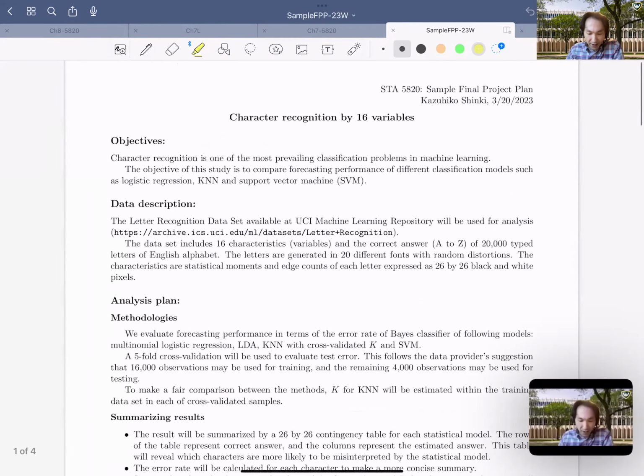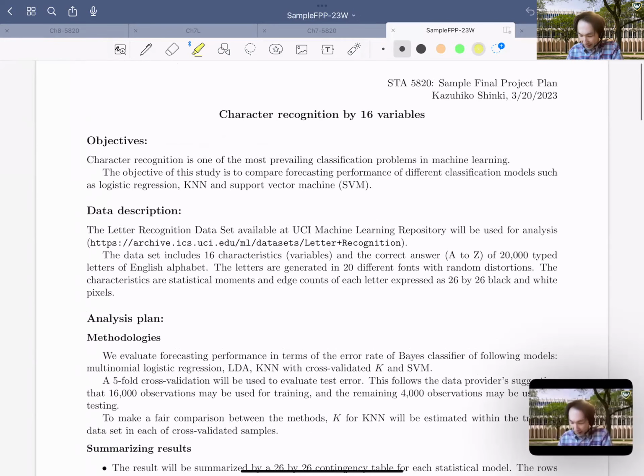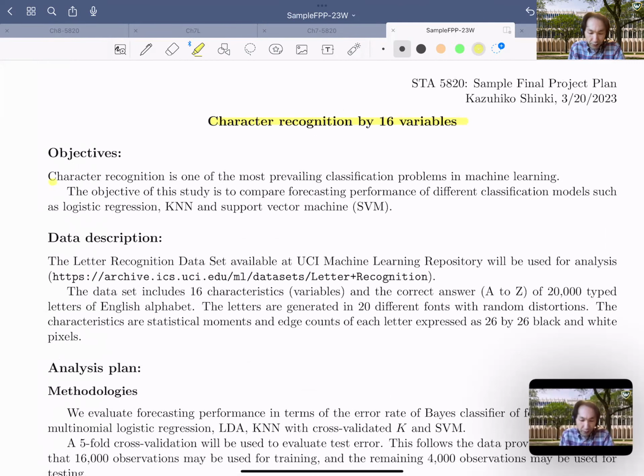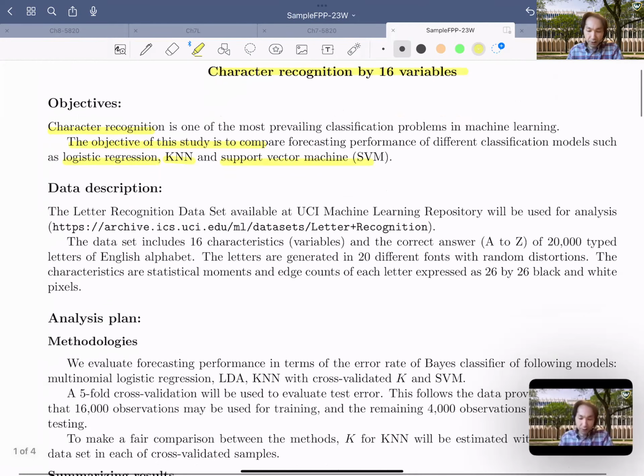And this is my sample project plan. This is not a real project. Actually, I made up a sample project plan based on one student's project in the past. For example, character recognition by 16 variables. The objective of the study is to compare the forecasting performance of different classification models, such as logistic regression, KNN, and support vector machine for character recognition. In character recognition, we have 26 characters, so basically we have 26 categories in the response variable.